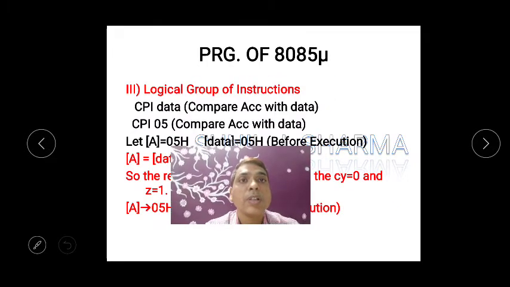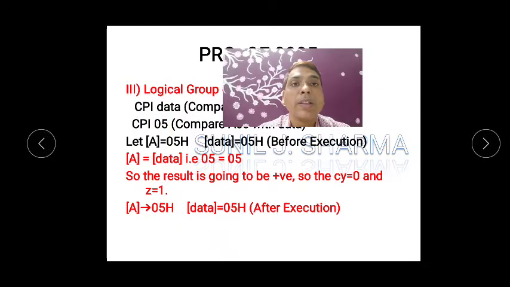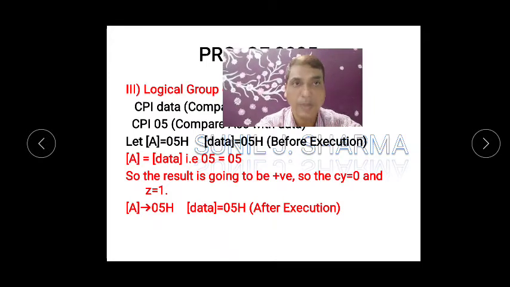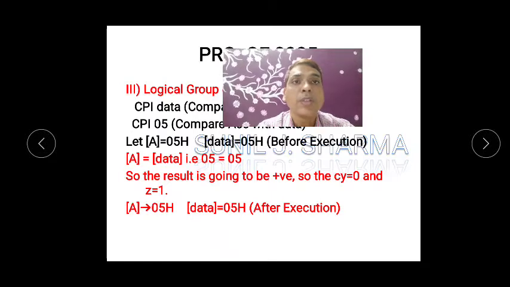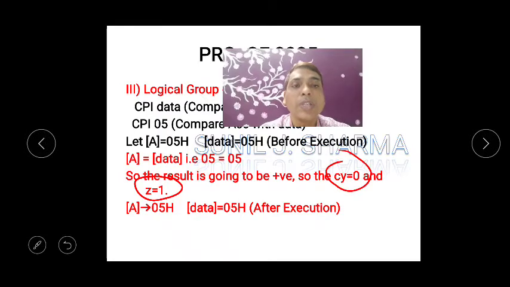Now suppose we have CPI data, which compares the accumulator with data. Can you see CPI 05? The accumulator content is 05 and the data is 05, so both are equal. If both are equal, the result is going to be positive and the zero flag is set, because 5 minus 5 is 0. It doesn't actually subtract, but it follows the rule. That is very, very important. So the zero flag is to be 1. Here mostly we will be considering the zero flag. The carry flag, if you want to see, will be 0, and the zero flag will be 1.